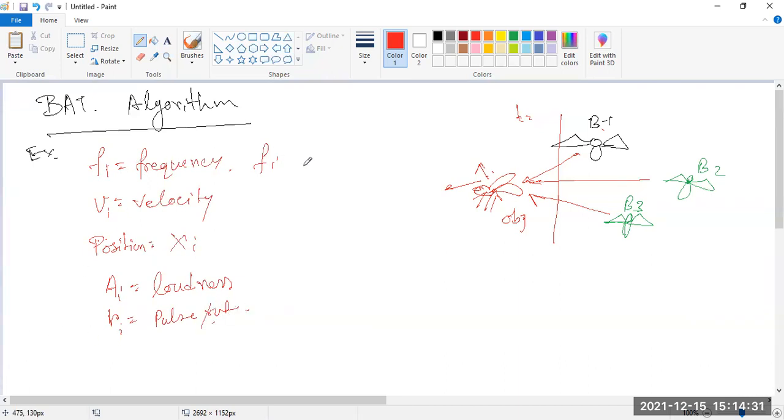Now what is frequency? Frequency is the number of waves per unit time, how many waves it creates at a time. Velocity is how much speed it uses to reach the position. Say this is your x1 position; after some time it reaches here, so this is your x2 position for bat 1; after some time it reaches here, this is your x3 position. So position also changes. A1 is the loudness, meaning how loud, like decibels, its sonar is.